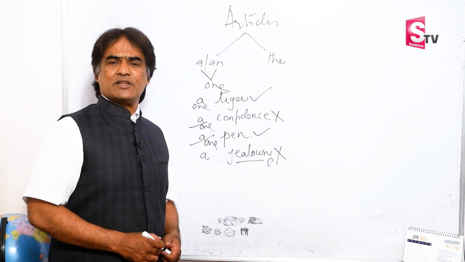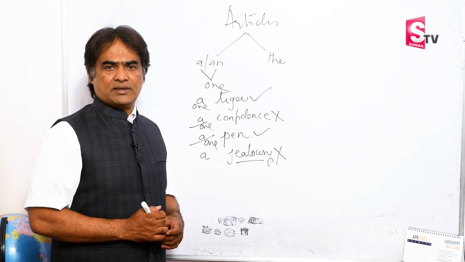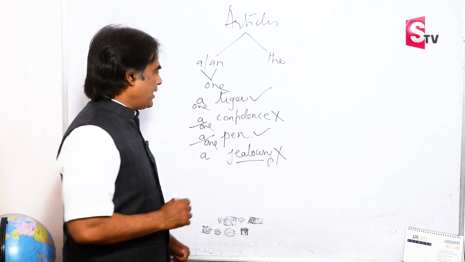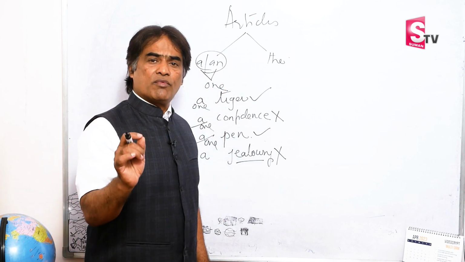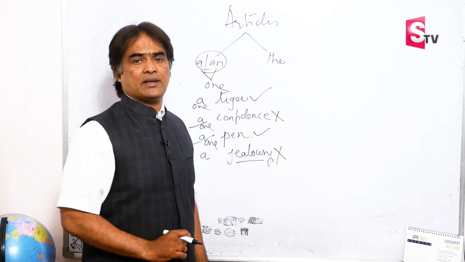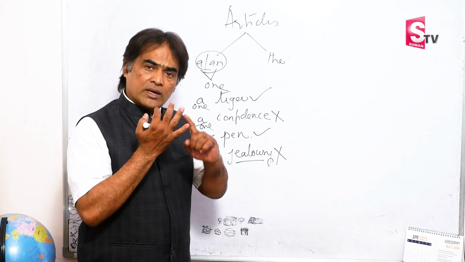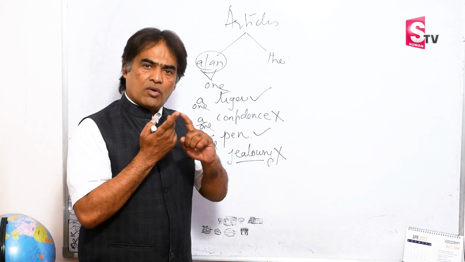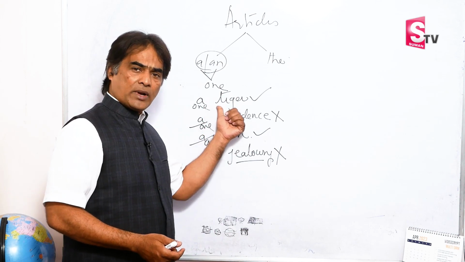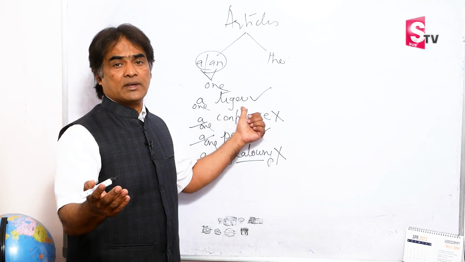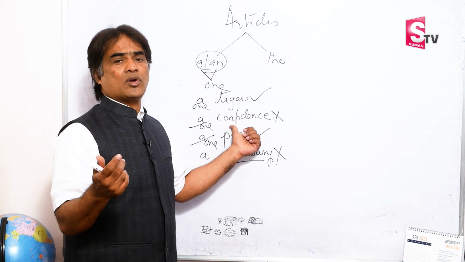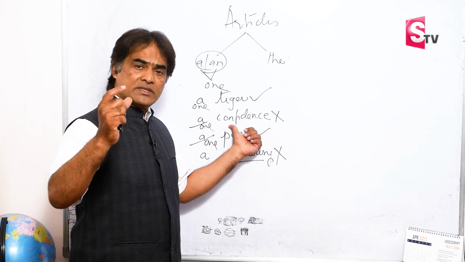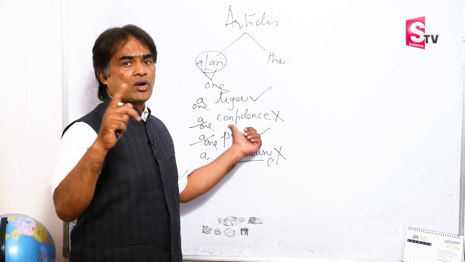So what does this mean? What do we infer? We infer that a or an have to be used only for things which are countable, which you can count 1, 2, 3, 4. One tiger, two tigers, three tigers, they are countable. One confidence, two confidence? No, not countable. Confidence is of course measurable but not countable.